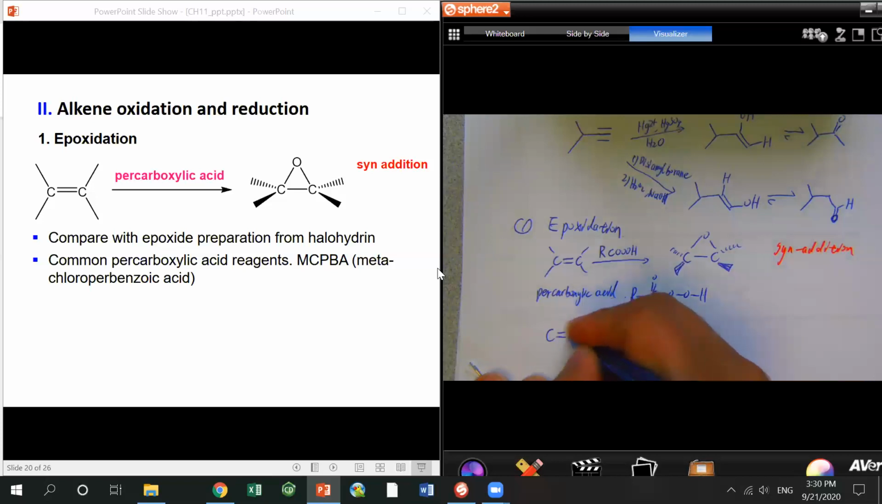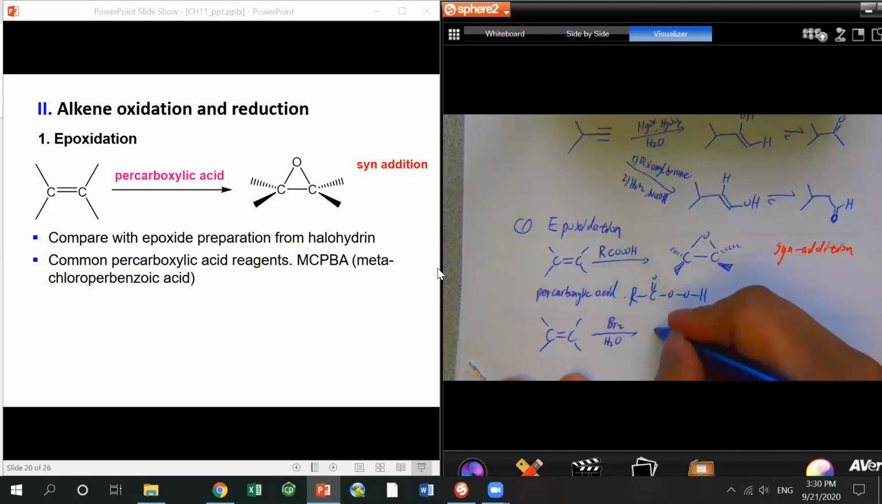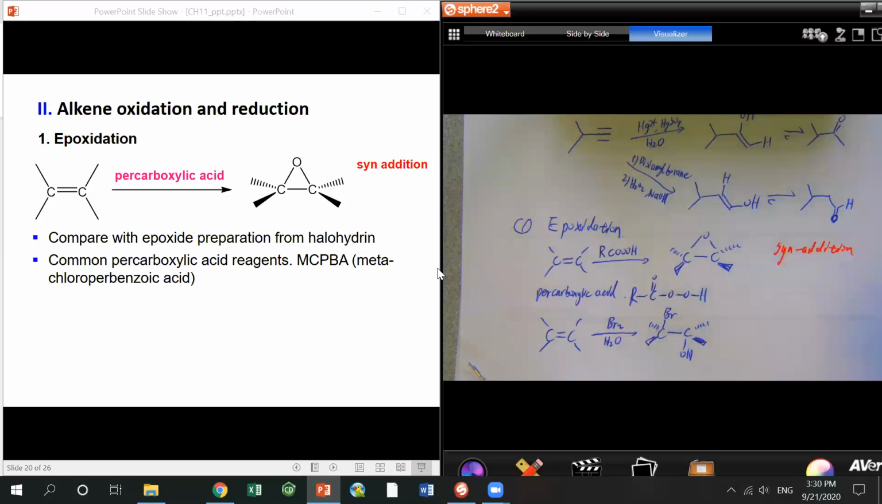similar thing. We can do the halohydrin, with Br2 and water as the halohydrin reaction. It doesn't matter, so here Br. Okay, halohydrin, and then we do SN2. Apply a little bit of base to deprotonate the OH group, and then SN2 reaction closes the ring. So eventually we also get the epoxide.